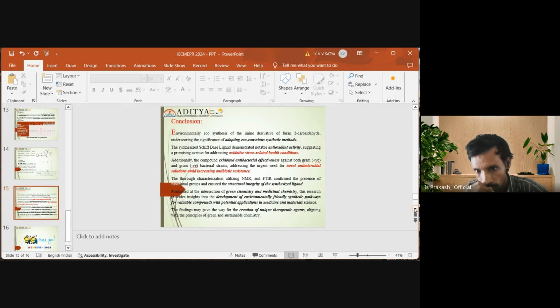Here going to the conclusion. Through eco-conscious synthetic methods, we produced a product related to the medicinal field, which exhibits antioxidant activity as well as antifungal activity, addressing oxidative stress related to health conditions. We characterized the different functional groups through NMR and FTIR.